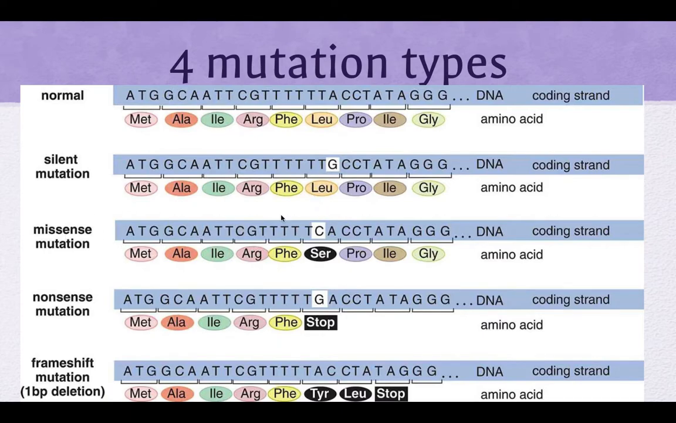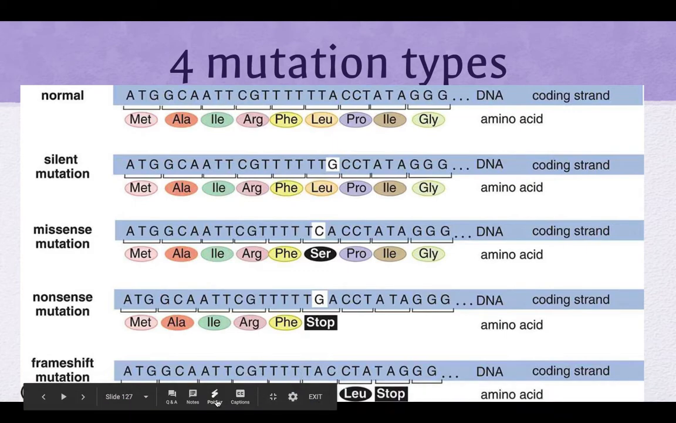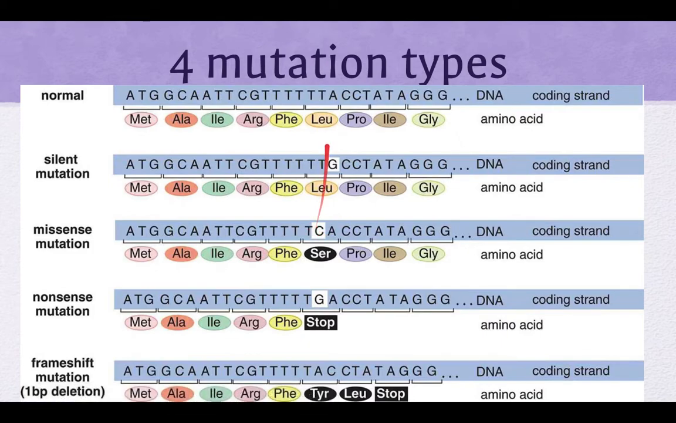A missense mutation means that TTA gets changed to TCA, and instead of coding for leucine, now you code for serine. And that's a problem. That's what causes sickle cell anemia. Remember, was that change from glutamic acid to, I don't remember which one that changed to off the top of my head.